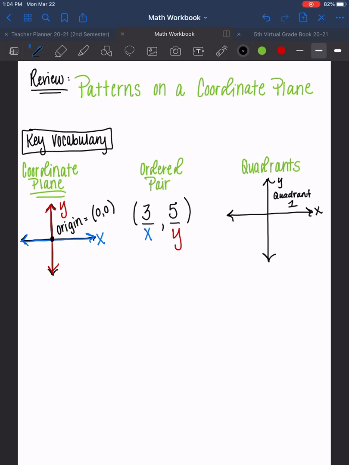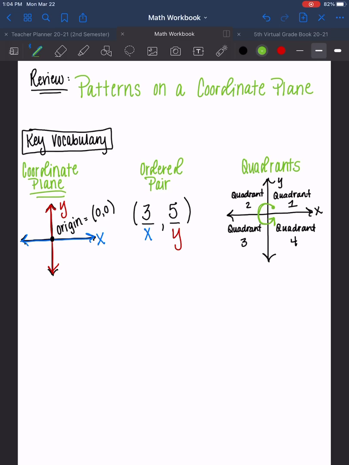So first, here's quadrant 1, and then here is quadrant 2. Quadrant 3, and quadrant 4. Now, these quadrants, they go in a specific way. They go in a counterclockwise way, meaning they go from right to left, down and up. So just remember the counterclockwise way, and it's not clockwise, so it doesn't go the correct way that you would think it would. It goes the backwards way.